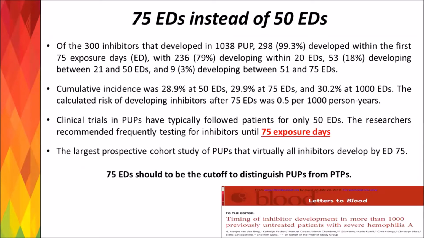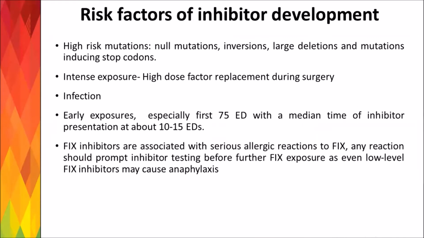As said, instead of 50 exposure days, a study in Blood has shown that it is the first 75 exposure days of a newly diagnosed hemophilic that is very crucial for inhibitor development. Coming to the other risk factors, you have high risk mutations like null mutations, inversions, and large deletions, which are risk factors for developing inhibitors. Intense exposure, infection, the first 75 exposure days, as I said, and for hemophilia B, if you see an allergy, you should test for inhibitors.